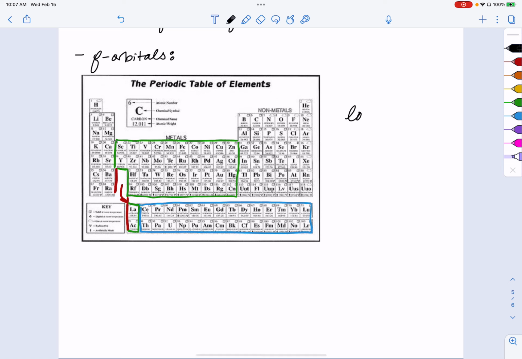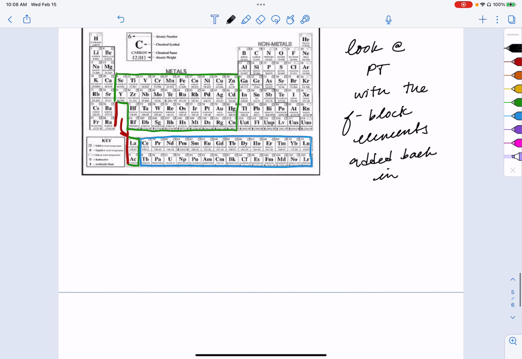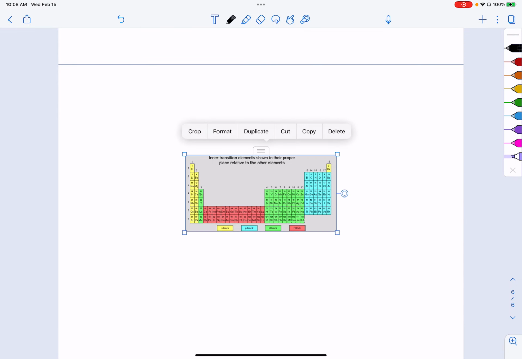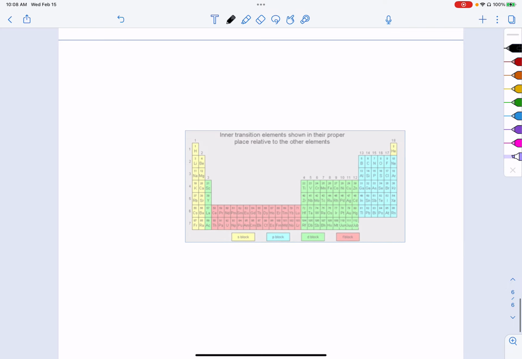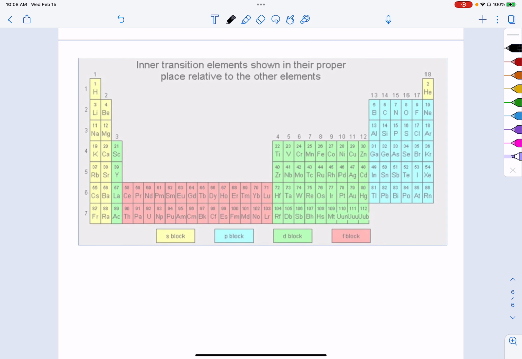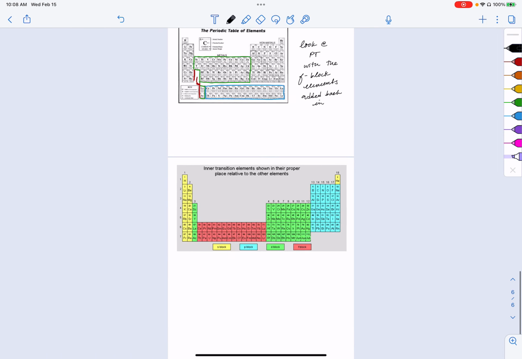So let's look at the periodic table with the F block elements added back in. So I'm going to do that down here. The reason why we pull those F-block elements out is because otherwise the periodic table would have this kind of gnarly shape here. It wouldn't be as compact. So let's see if we can get a kind of comparison here. Not great.